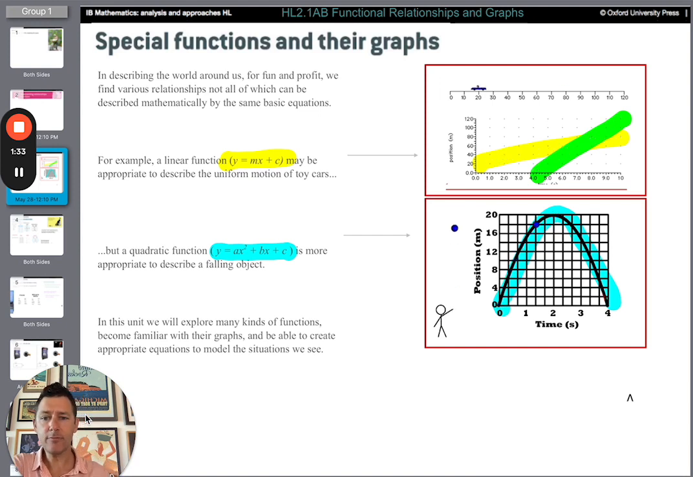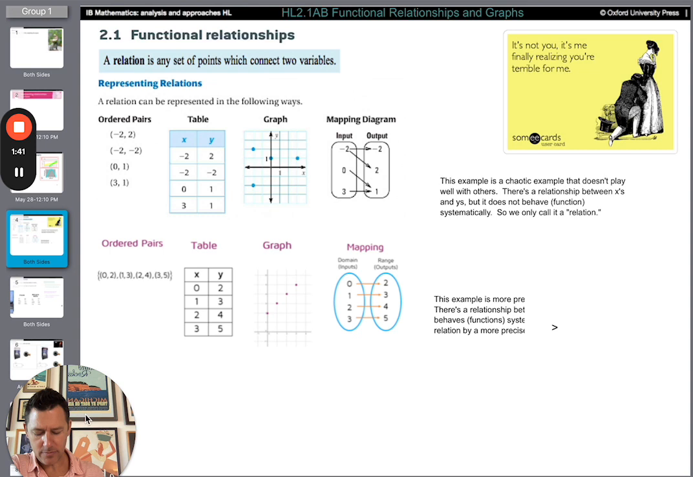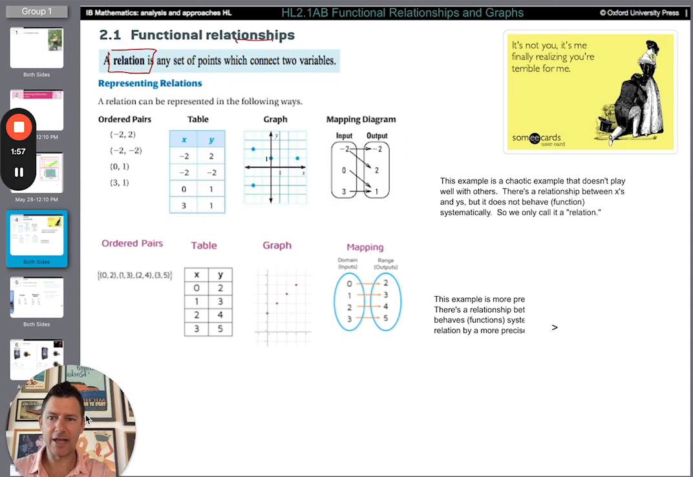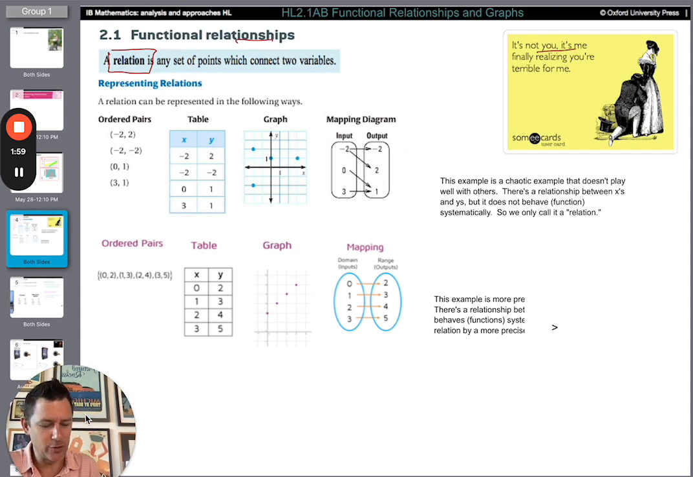There. Okay, so functions. They're just like little equations with a twist. Now here's the twist. There can be lots of different ways to connect values. And any connection between one set of numbers and another set of numbers is called a relation, like a relationship, right? Functional relationships. And you guys are good at relationships. It's not you, it's me, realizing that you're terrible for me.